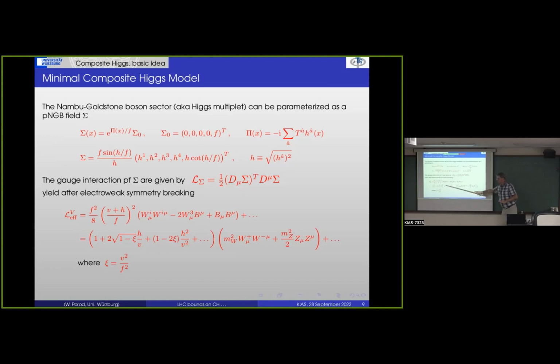So here we have, coming back from the precision data, a bound, a lower bound on the F. And of course, the more precise we get and the closer we get to the standard model prediction, the larger these values would have to be, and then we again have the question, how natural is the theory itself? So that's an important quantity to look at.